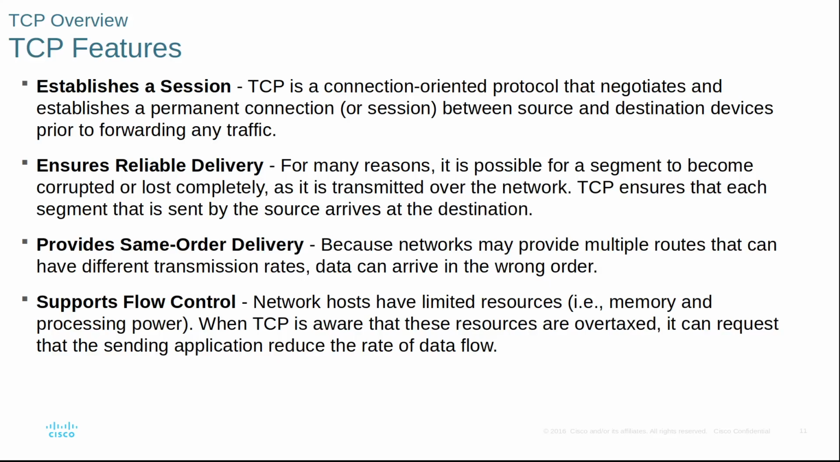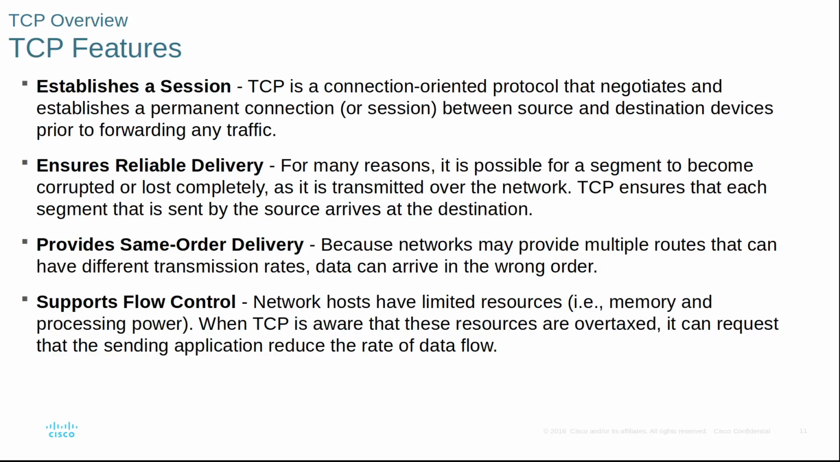For a variety of reasons, segments might become corrupt or lost as they're transmitted over the network. TCP makes sure that each segment that's sent arrives at the destination, and if it's not, it will retransmit it. Also, since packets, or segments, might take multiple routes, right? Data might arrive out of sequence. TCP will put them back in the right order.